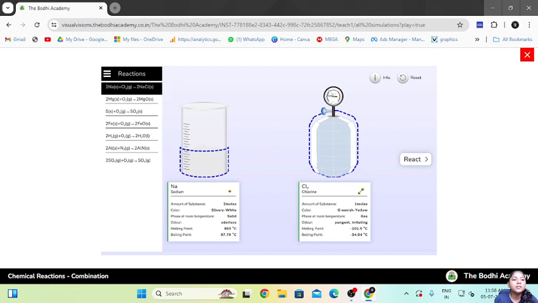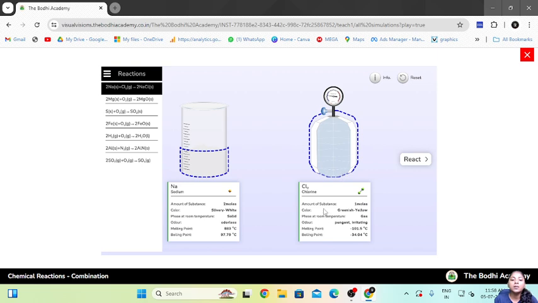2Na plus Cl2, which gives us 2NaCl. Okay, so Na is sodium. Here we have first 2 moles of sodium. The color of sodium is silvery white. Then at room temperature it is in solid phase. It is odorless, and these are its melting and boiling point.